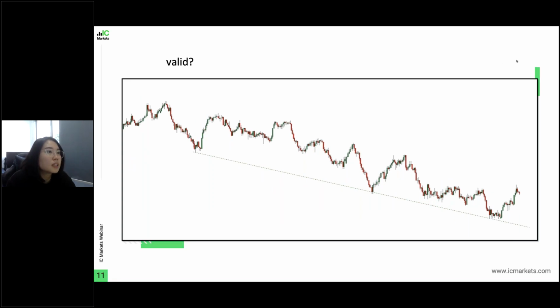Okay, so I'm just testing you guys today. Is this a valid trend line? Can you let me know in the chat box? Do you think this is a valid trend line and why? Okay, we've got answers coming in. Nope, no, no, no. So many no's coming in. Why is this not a valid trend line?